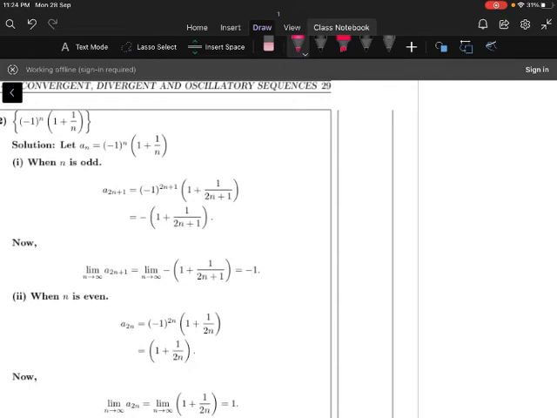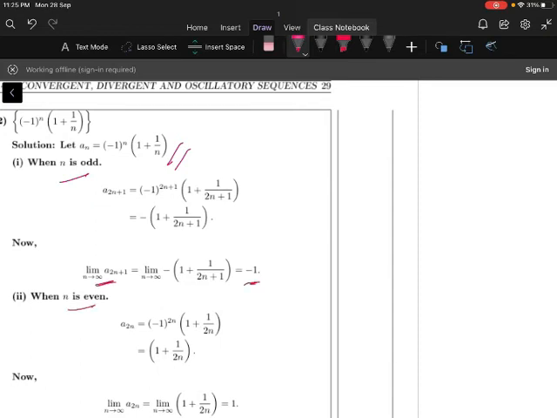Now let us take another problem. The given sequence is (-1)^n times (1 + 1/n). So let us define the nth term. Again, take n odd and n even here. a_(2n+1) is (-1)^(2n+1) times (1 + 1/(2n+1)). So (-1)^(2n+1) is -1.